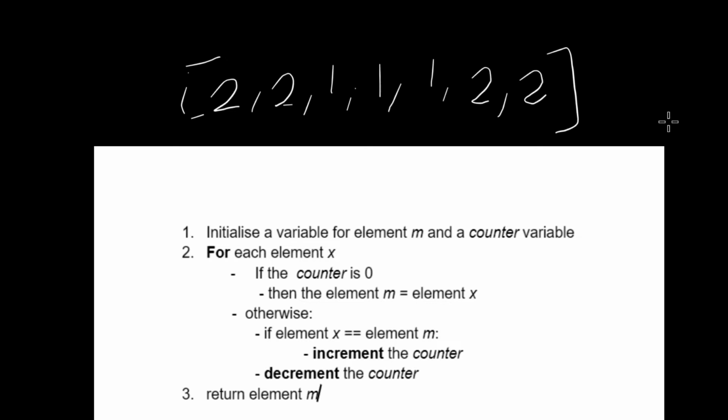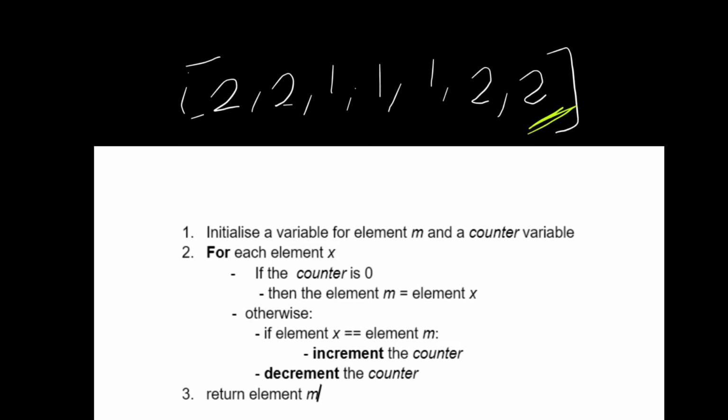The element m is the variable we initialized at first, and the element x is the current variable that we are currently at. But if the counter is not 0, then we check, is the element m equal to the element x? If it is, we increment the value in the counter. If it is not, we decrement the value in the counter. And at the end of the array, we just return the element m.